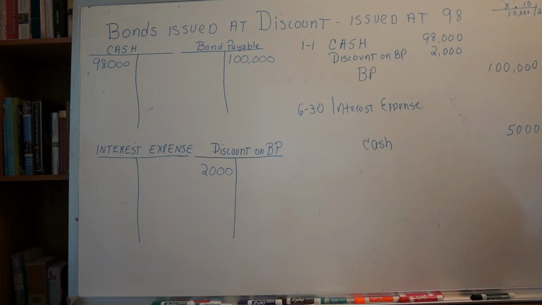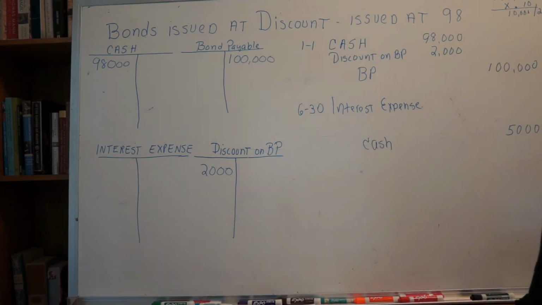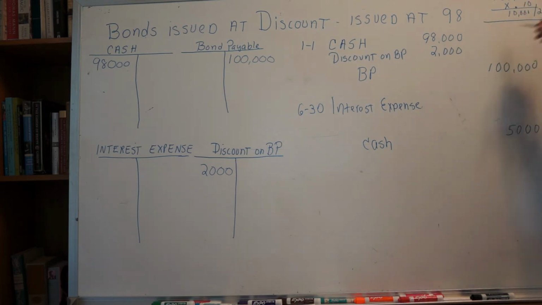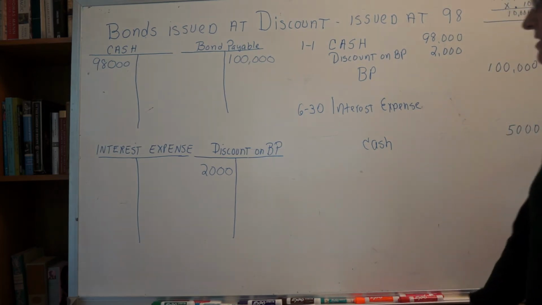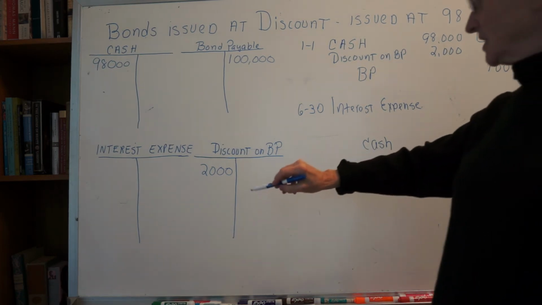What's going to vary will be the interest expense, because what we're going to do is amortize this discount, the 2,000, over the life of the bond, and we do that by dividing it by the number of interest payments in the bond. So we have a 2-year bond, okay? We make 2 payments each year. So we're going to divide that discount of 2,000 by 4, the 4 payments we make, and we're going to amortize 500 with each interest payment.